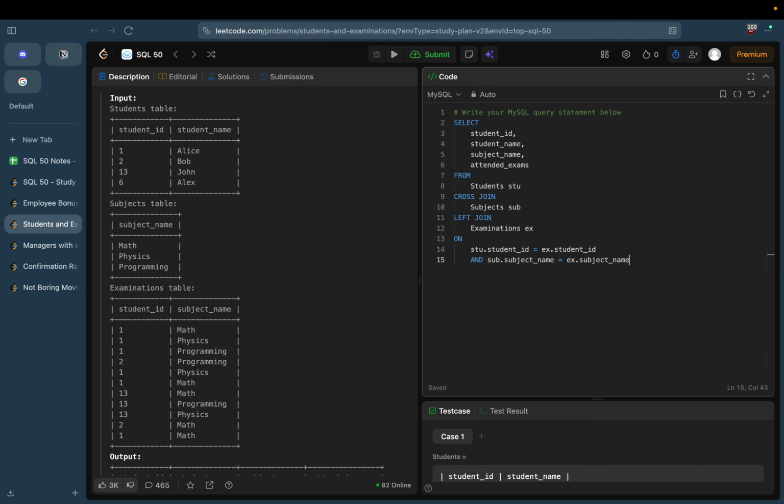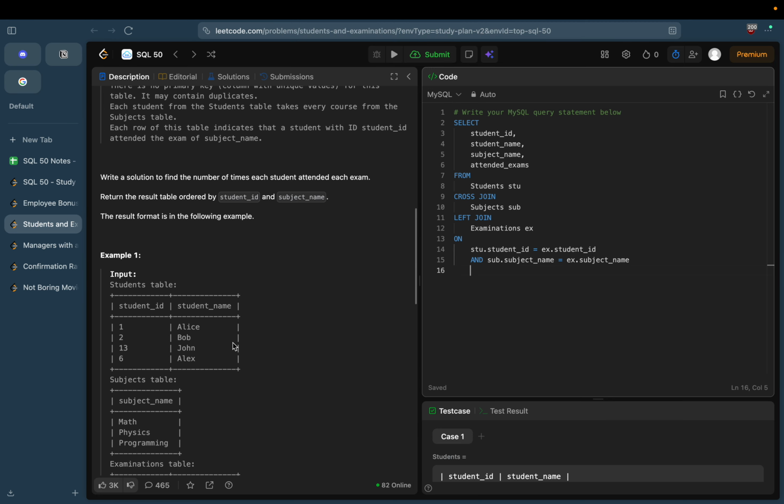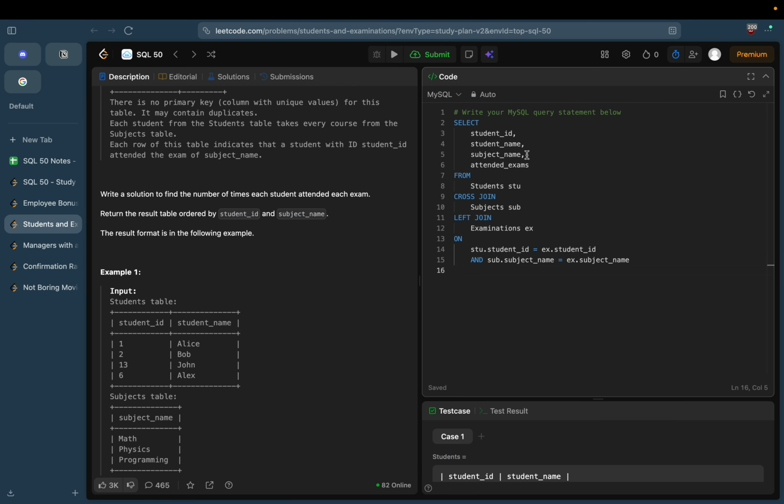Now what we want to move ahead is to have each of the answers, that is, grouping it by these 3 things. Right, let me take it from here. But first of all, let me give them their correct sources. So student ID is coming from stu, student name is also coming from stu, subject name is coming from sub, and for attended exams, let's solve for this.